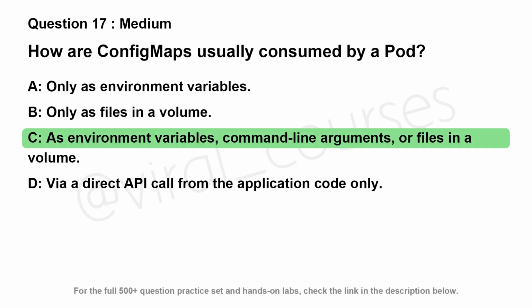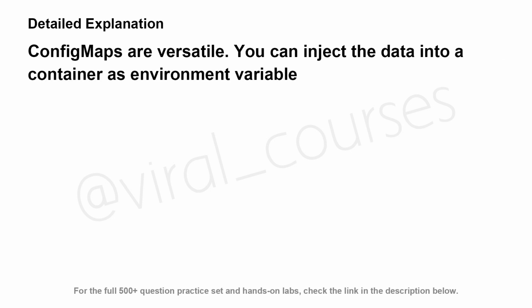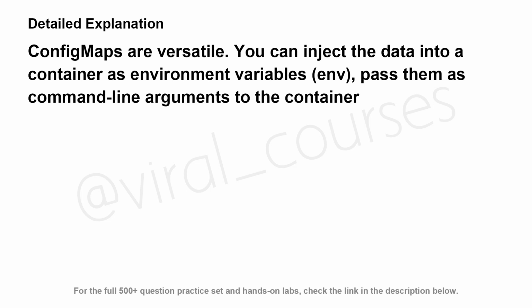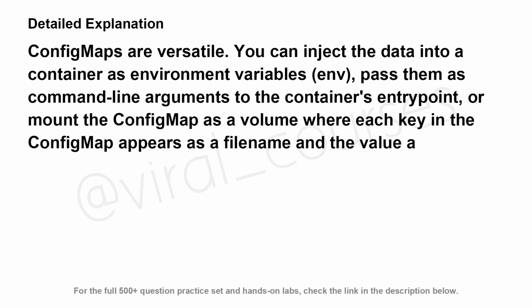The correct answer is C. Config maps are versatile. You can inject the data into a container as environment variables (env), pass them as command line arguments to the container's entry point, or mount the config map as a volume where each key in the config map appears as a file name and the value appears as the file content.